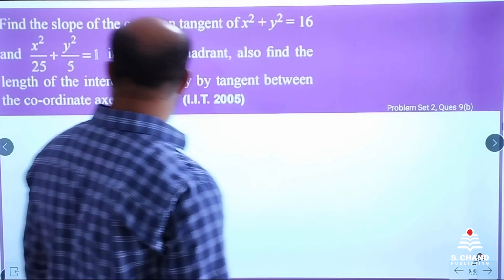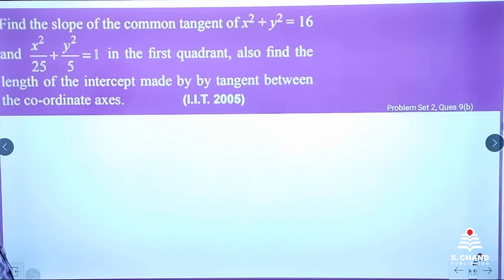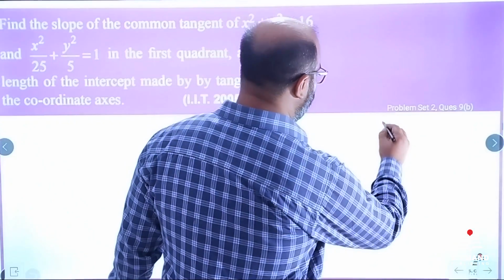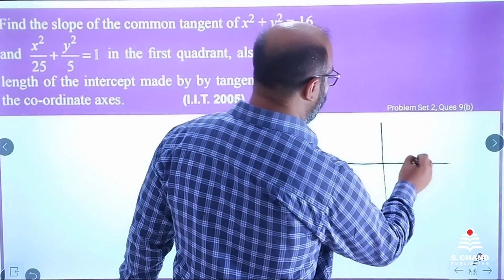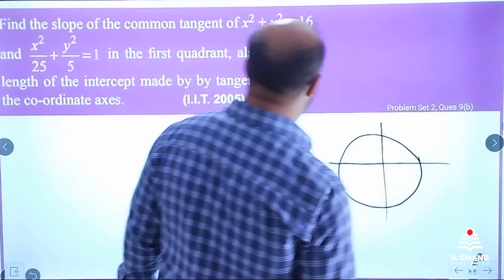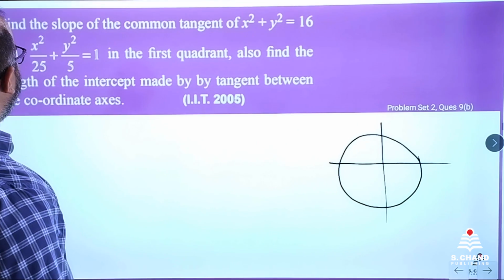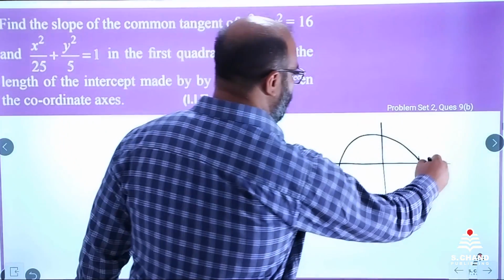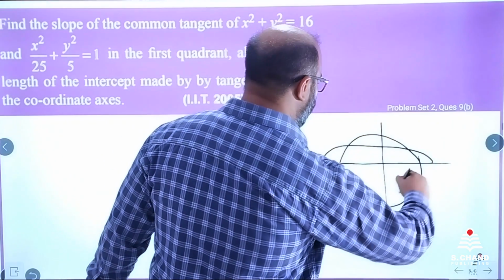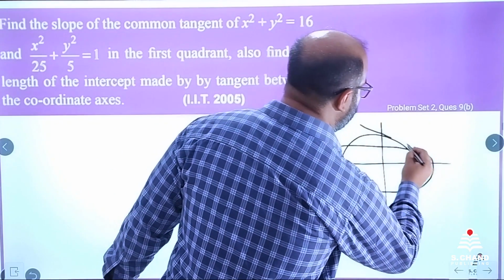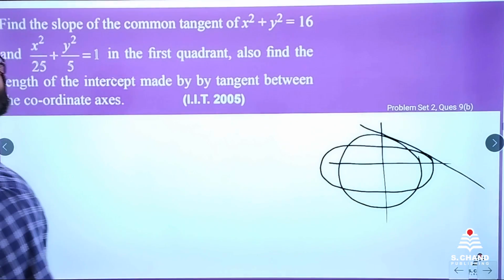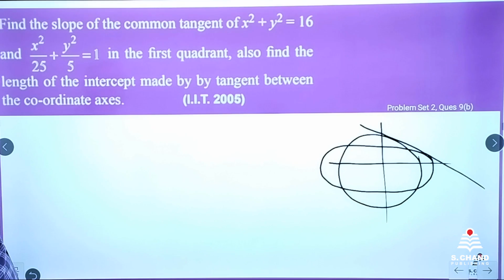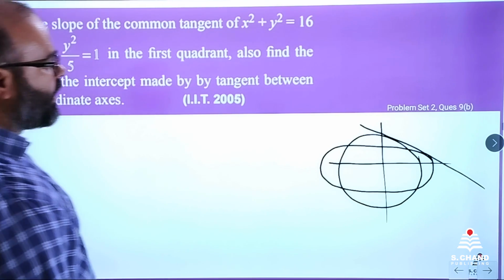Let us come to the next question. Find the slope of the common tangent of x square plus y square is equal to 16, and x square by 25 plus y square by 5 is equal to 1 in the first quadrant. So one is the circle, another is the ellipse, this one, and this is the common tangent. Also find the length of the intercept made by the tangent between the coordinate axis.